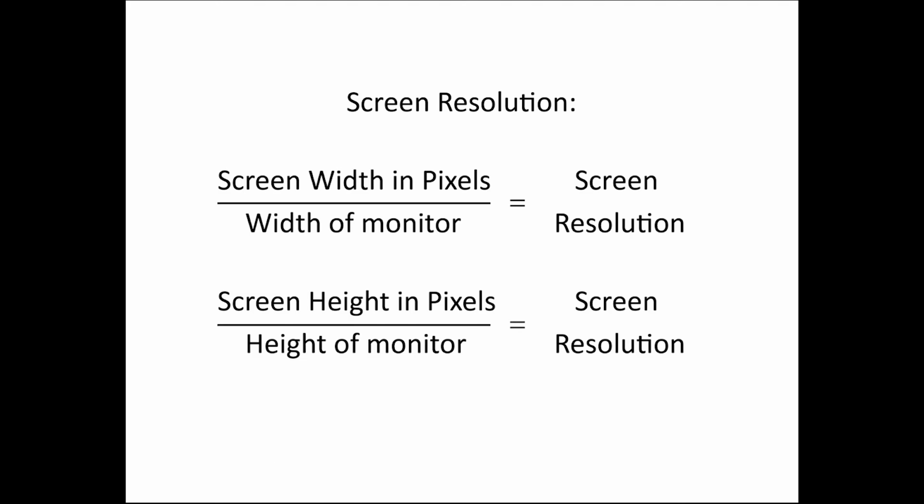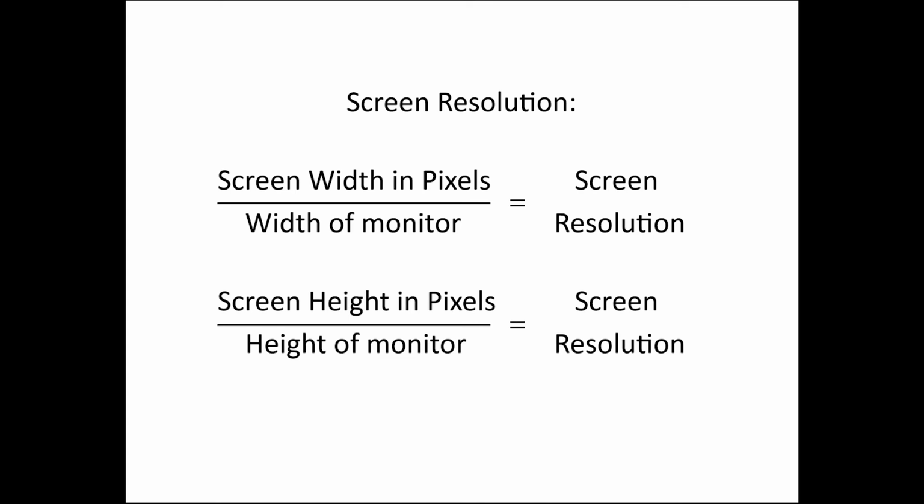So in this class, we're not worried about printing. We're just worried about the resolution, how it's going to look on the screen, but also we're concerned about image size because that will affect the load time on your website. So a simple equation to figure out a screen resolution is to measure your screen width in pixels and then divide it by the width of the monitor or the screen. And that gives you your resolution.